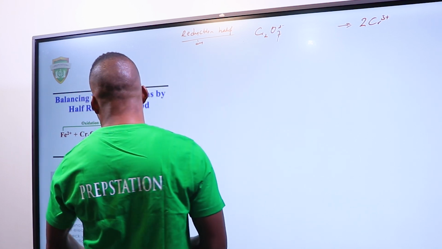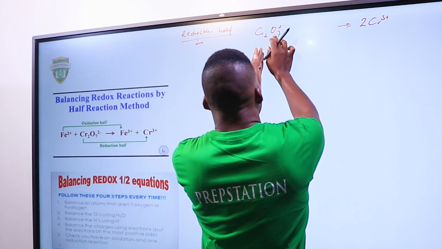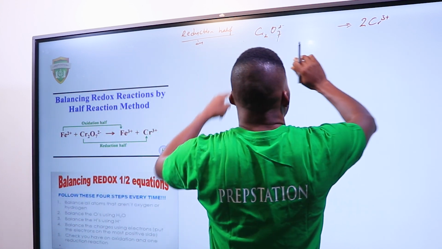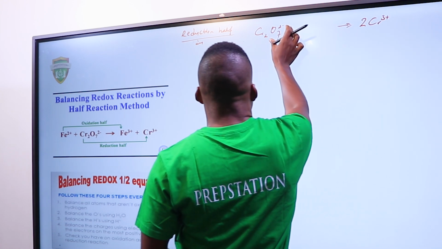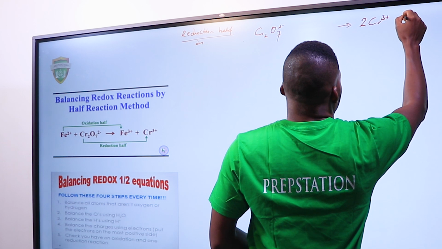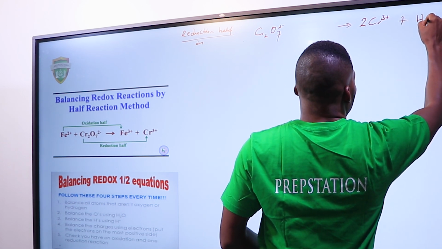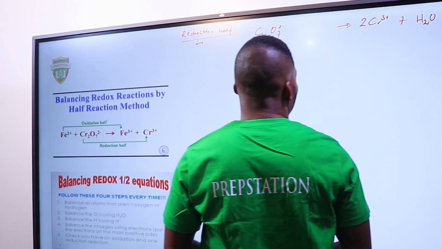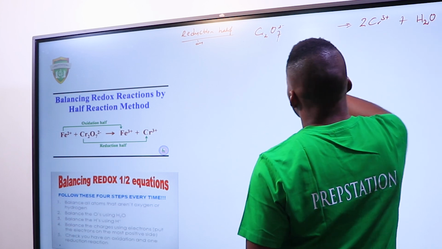What's our next step? Balance the oxygen using what? Using water. At this point, we have oxygen in the reactant, and we don't have oxygen in the product. What do we do? We introduce water so we can have oxygen. So we give H2O. Okay? We have introduced oxygen in the product.